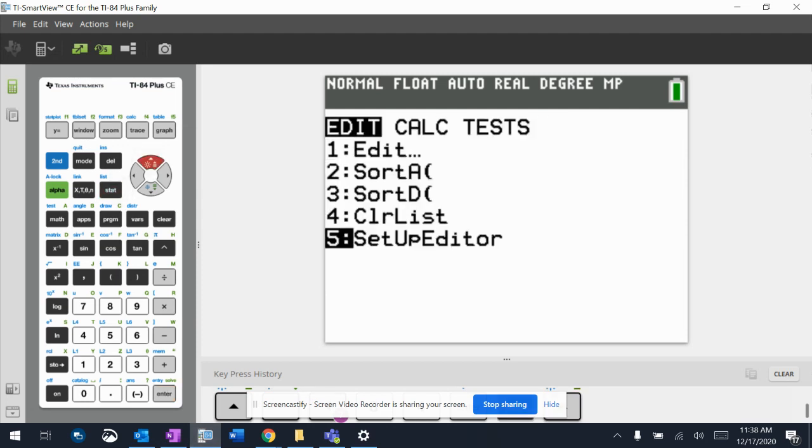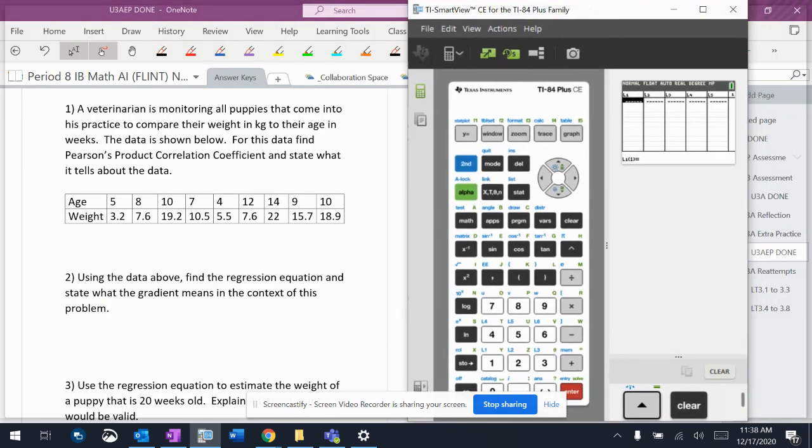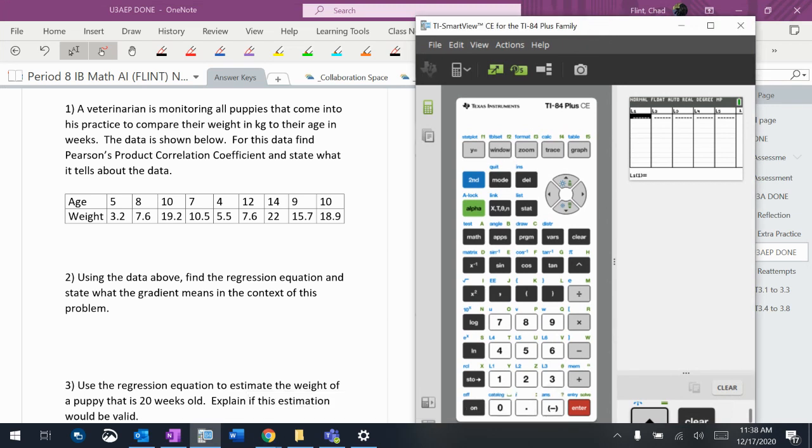So stat, edit, clear that list, make this smaller so I can see it. Hide that thing. All right, so 5, 8, 10, 7, 4, 12, 14, 9, 10. And these weights are in kilograms. I'm sure they're probably all way too heavy, but we're just trying to make up numbers to show you how to do this.